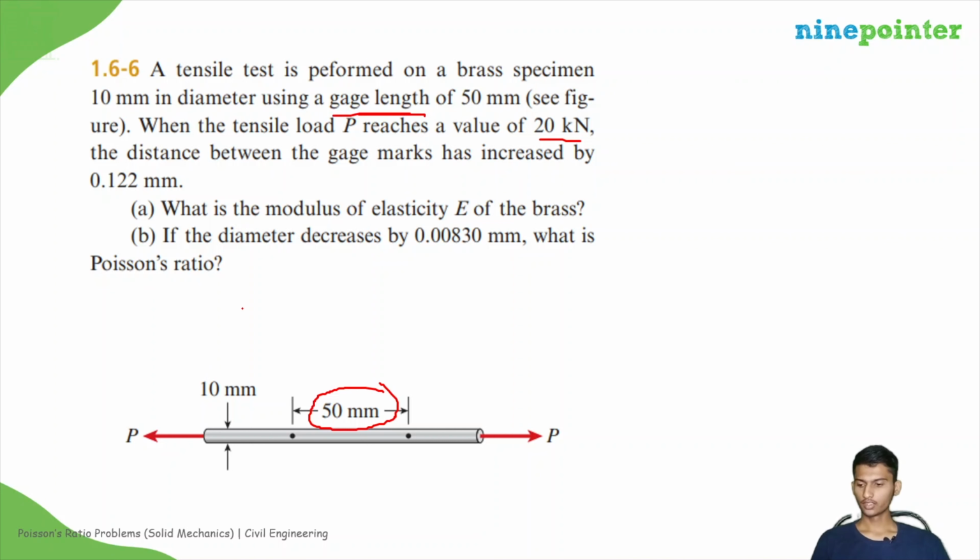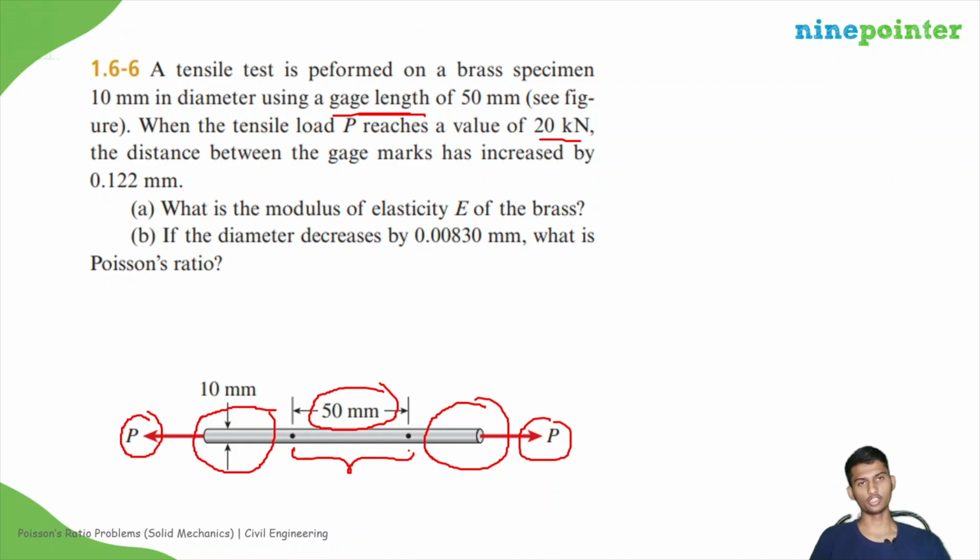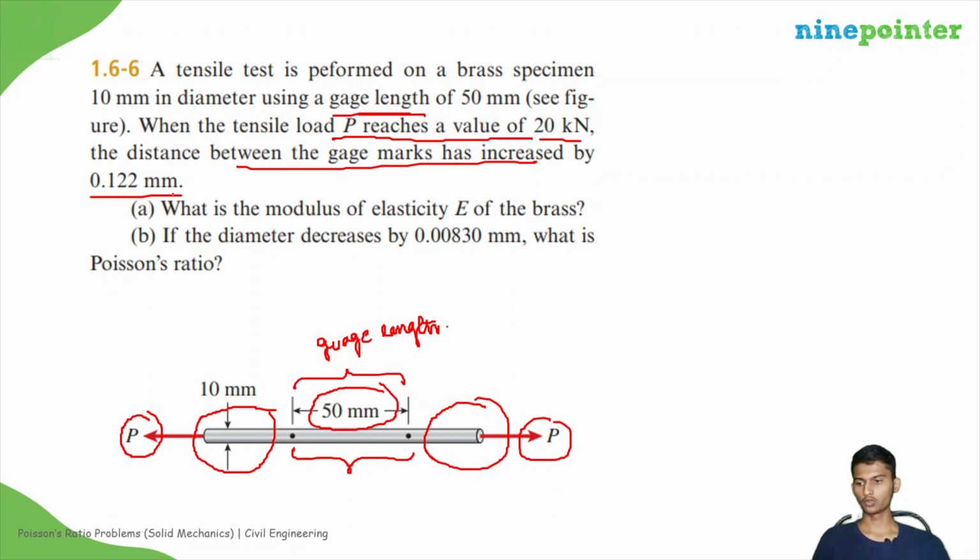See, we already know that when we apply a concentrated load, the stress distribution near the concentrated load will be non-uniform. So we neglect some area from this end, such that whatever length we consider will have uniform stress distribution. That part is called the gauge length. Okay. So when the tensile load P reaches a value of 20 kilonewtons, the distance between the gauge marks has increased by 0.122 mm. First, let us solve the first question.